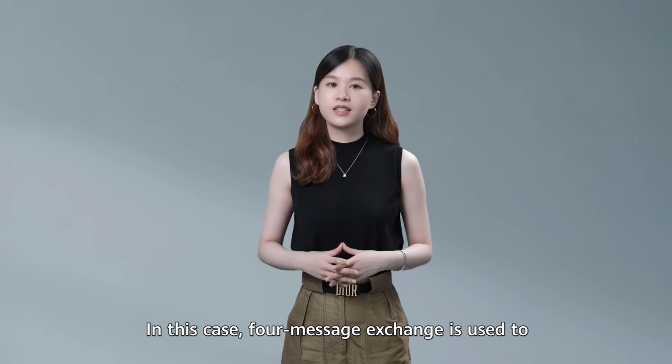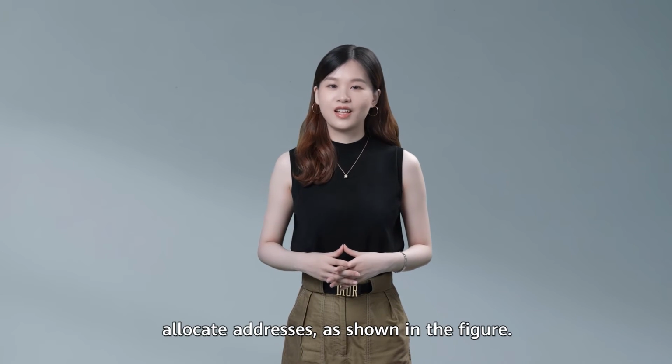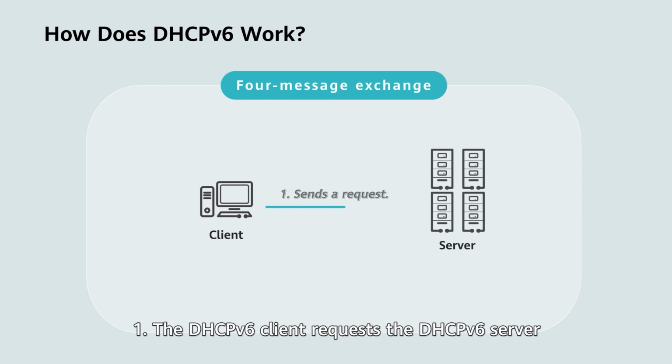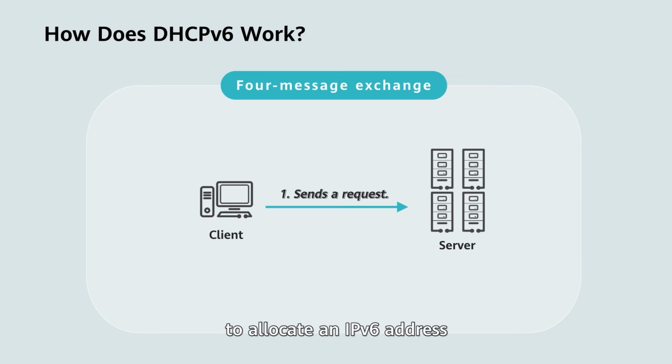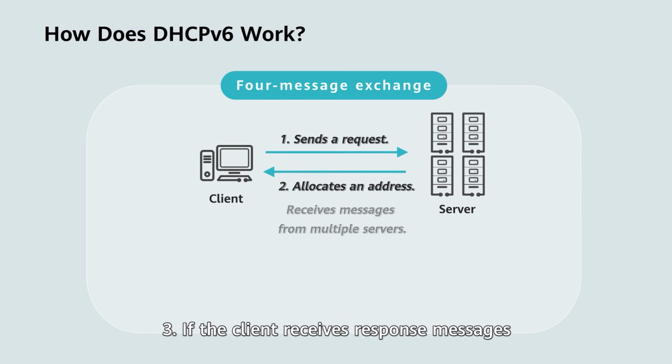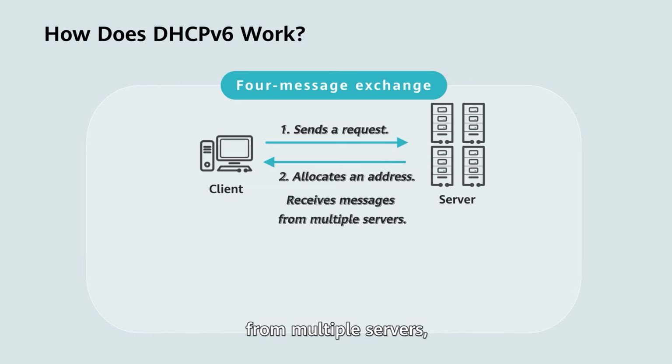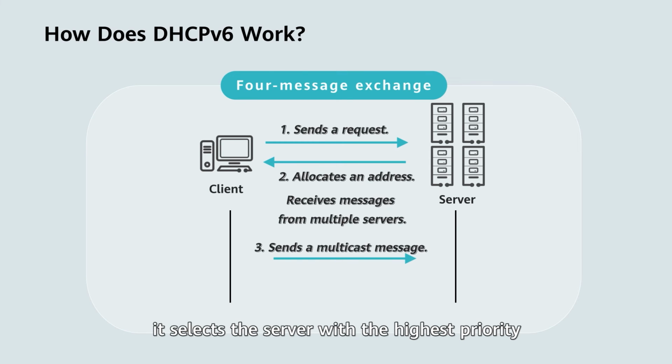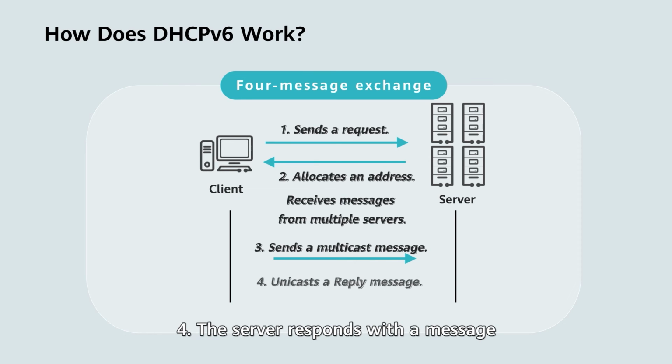In this case, four-message exchange is used to allocate addresses, as shown in the figure. First, the DHCPv6 client requests the DHCPv6 server to allocate an IPv6 address and network configuration parameters. Second, the server notifies the client of the IPv6 address and network configuration parameters that can be allocated. Third, if the client receives response messages from multiple servers, it selects the server with the highest priority and sends multicast messages to all the servers. Fourth, the server responds with a message that contains the allocated IPv6 address and network configuration parameters.